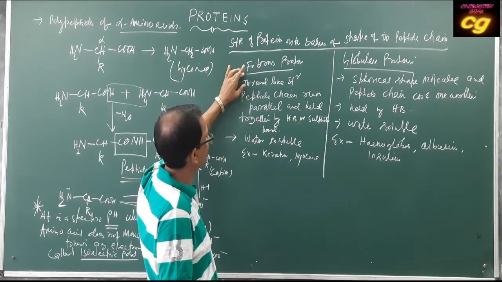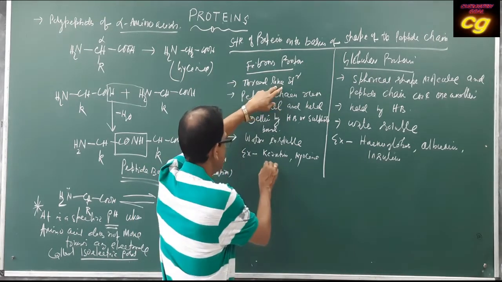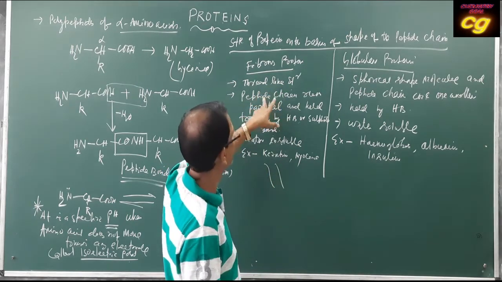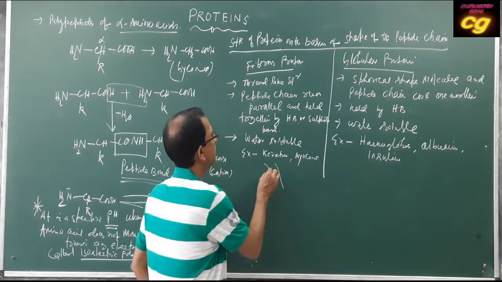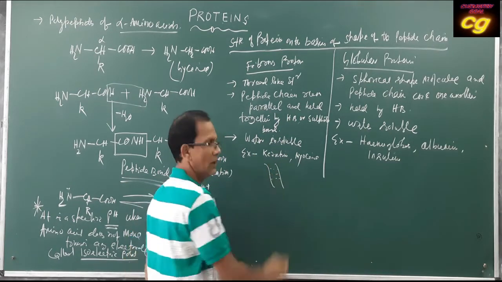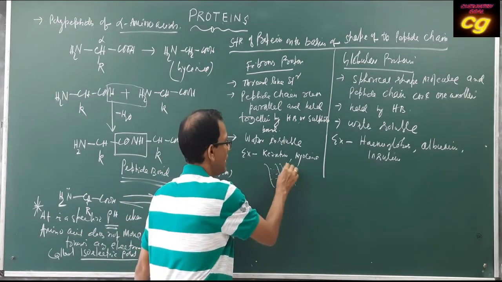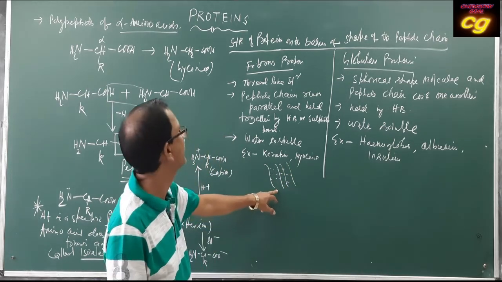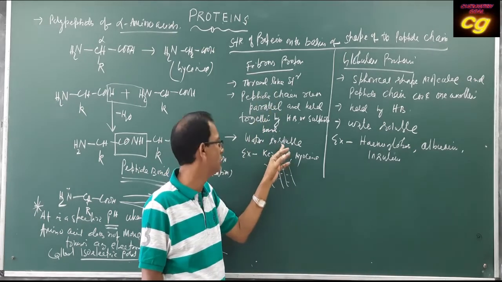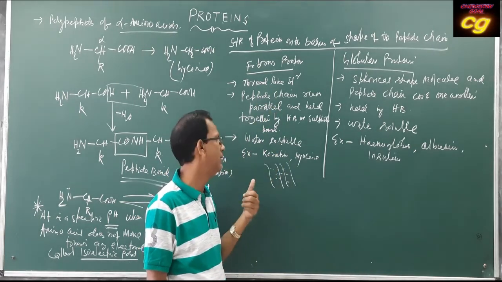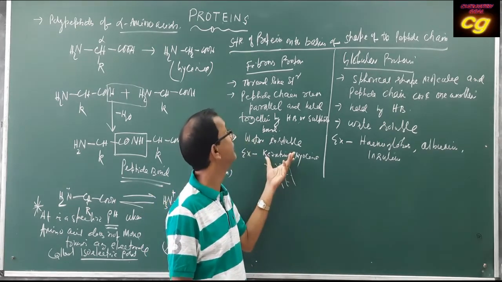Fibrous protein has a thread-like structure, and the peptide chains run parallel to one another and are held together by hydrogen bonding. It is water insoluble. Examples of fibrous proteins are keratin in hair and nails, and myosin in muscles.